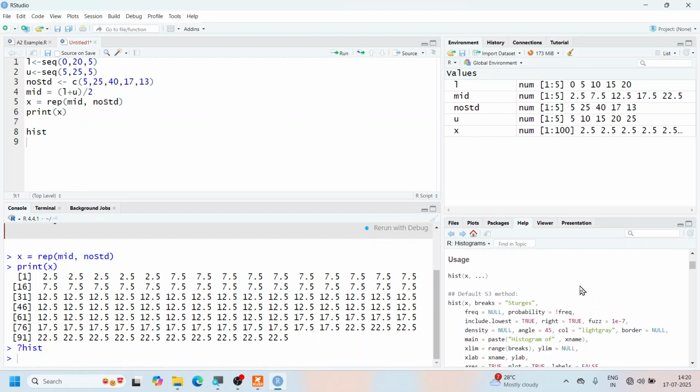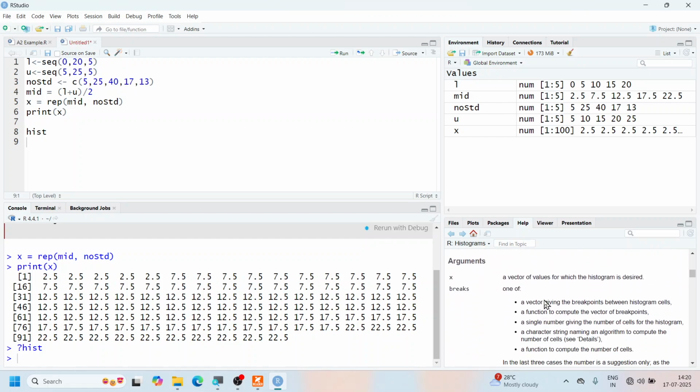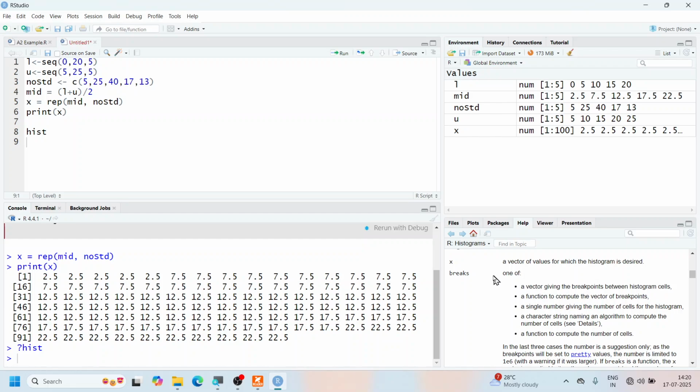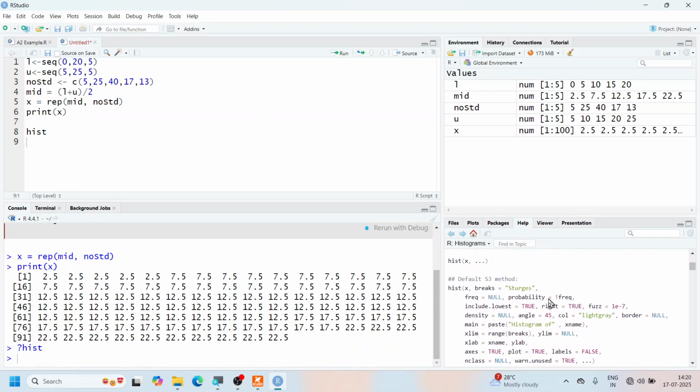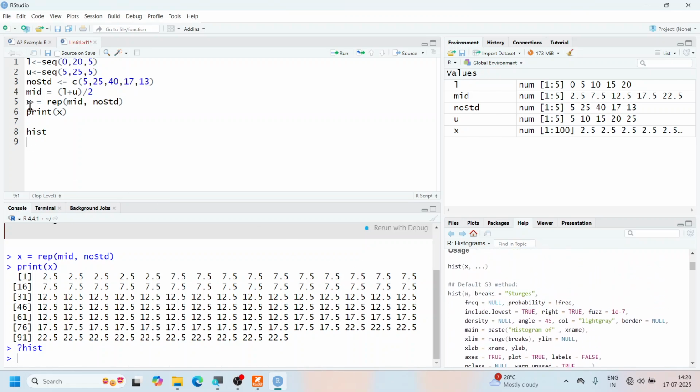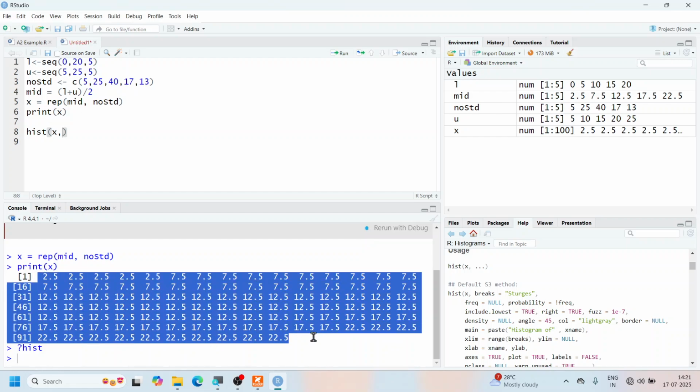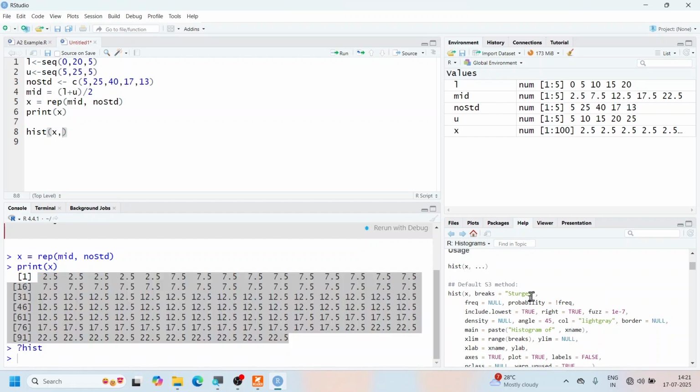You notice the help here, how to use this. They will tell you all the details. The first one is the vector, and that is why I have taken it as x here. So the first one is the vector x. Vector x is this whole thing that you notice. Then you have a lot of things here, breaks.